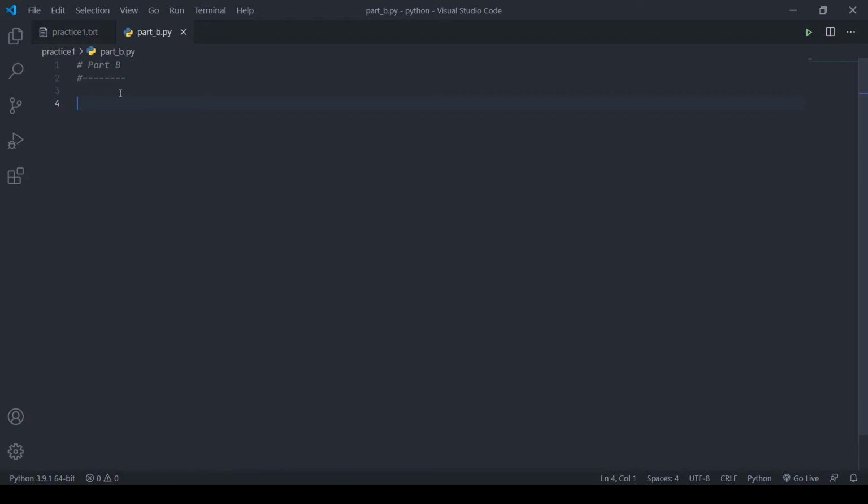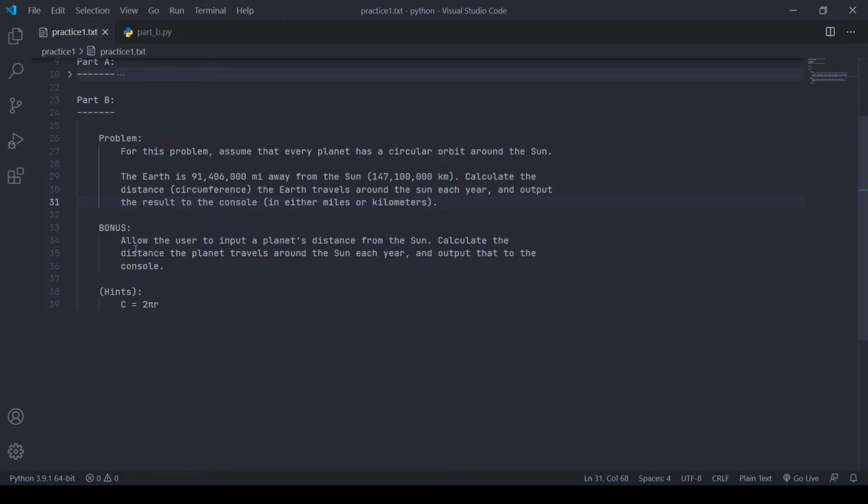So if we want to find the distance that the Earth travels around the sun, we need to calculate the circumference, because the circumference is just the perimeter around a circle. So the formula for that down here is 2 pi r. You might remember that from school, or you might get that confused with the area of a circle. Either way, I have it here. So if we have the distance that the Earth is away from the sun, I have it in miles and kilometers for you. I'm going to use miles for this problem, but feel free to implement this in whichever unit that you use.